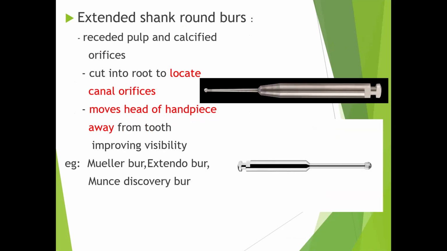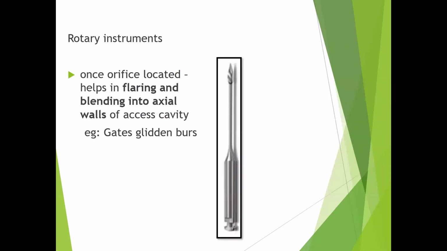Now, for orifice location and for removal of calcifications, you have extended shank round burs. They are attached to slow speed handpieces. And the biggest benefit of this is that because of the long shank, when you angulate your bur, you can see the inside of the pulp chamber and you will be able to direct the bur directly onto the required area or orifice. These are called Munce discovery burs.